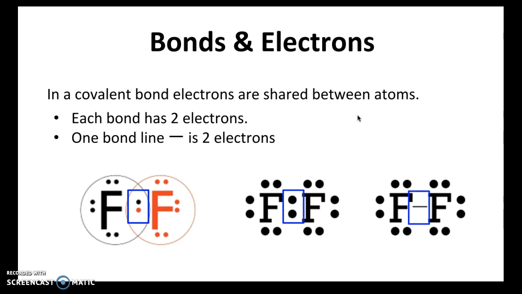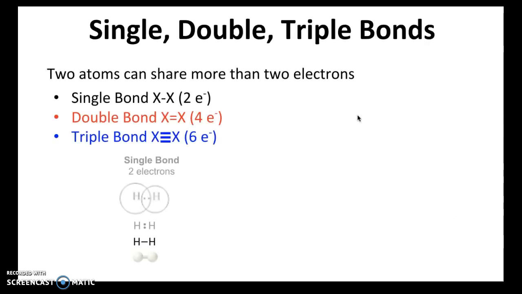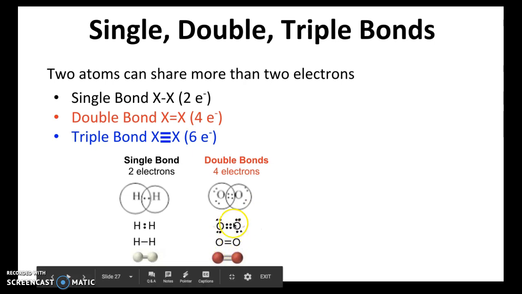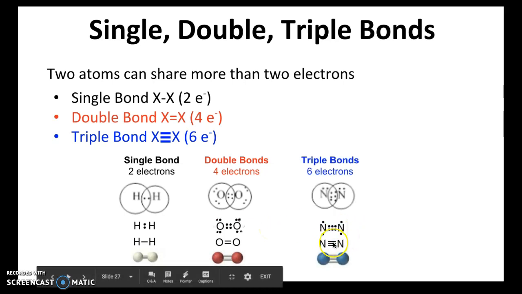Okay, so we mentioned that each bond has 2 electrons. You've also seen single, double, and triple bonds. So the thing to remember is that a single bond has 2. A double bond, which is represented by 2 lines, has 4 electrons. So remember, each line just represents 2 electrons. And a triple bond, of course, would therefore have 6 because there are 3 lines connecting the atoms, and each line has 2 electrons. So 3 times 2 gives you 6 electrons.